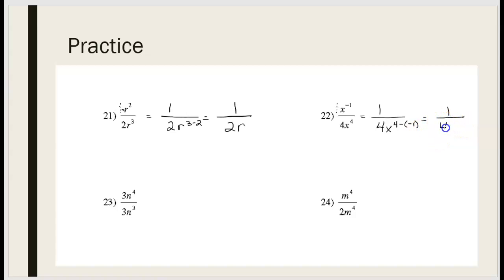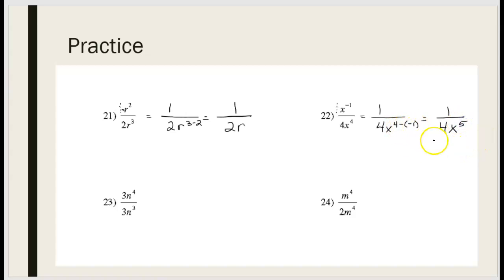I still have my 4 in the denominator, x is my variable, 4 minus negative 1, pardon me, that means take away the negative, right? So this becomes 4 plus 1, which is 5.